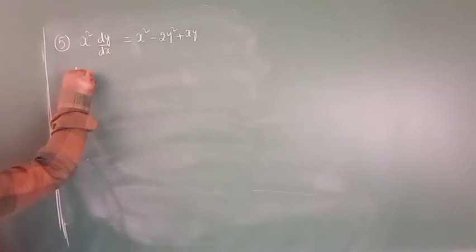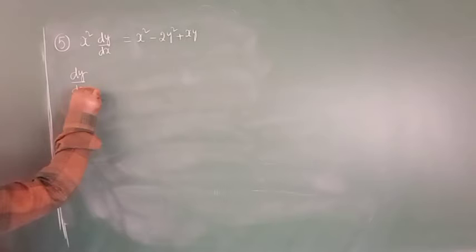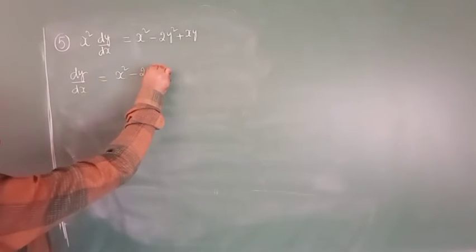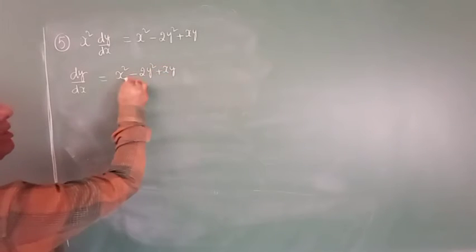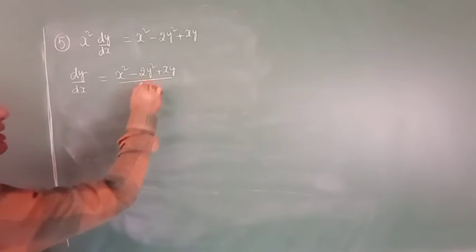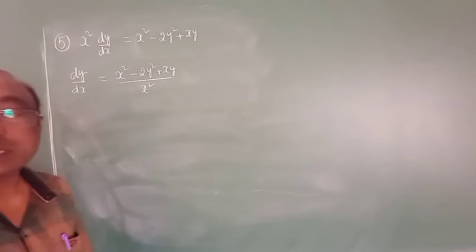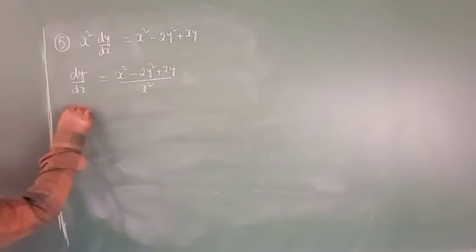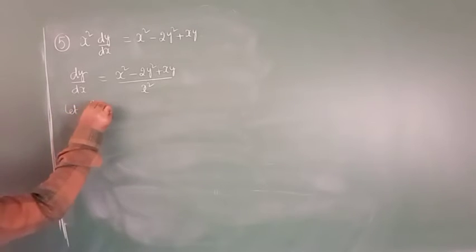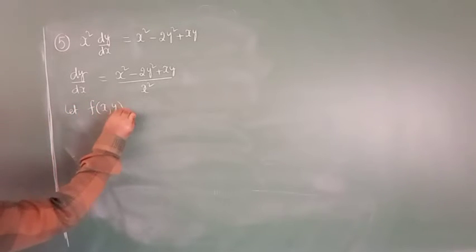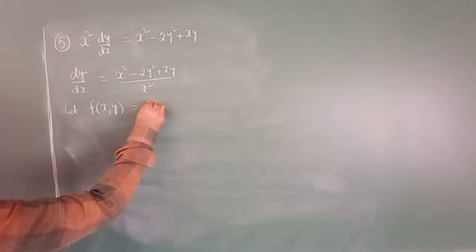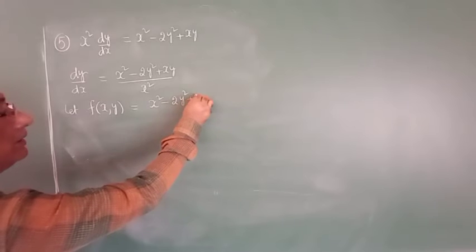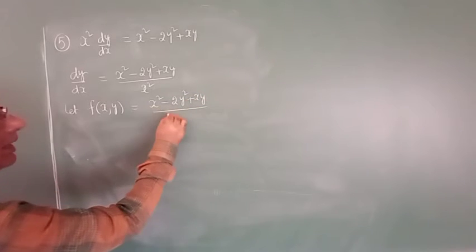Immediately write down dy by dx is equal to x square minus 2y square plus xy, divided by the denominator x square. First check whether it is a homogeneous equation. Next go to the solving method. So the right side, let it be f of x comma y. So f of x comma y is x square minus 2y square plus xy by x square.